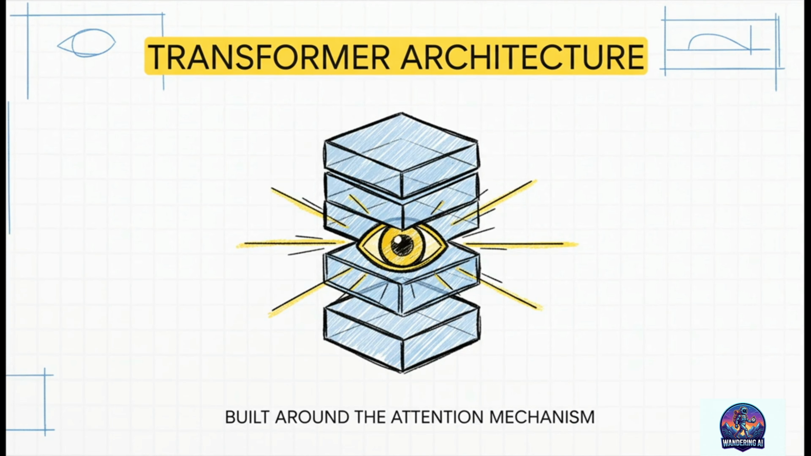The transformer is the architectural blueprint for every single modern LLM. It's a structure that was specifically designed from the ground up to take full advantage of the power of that attention mechanism. It lets you stack layers and layers of processing to understand and generate language at a truly massive scale.